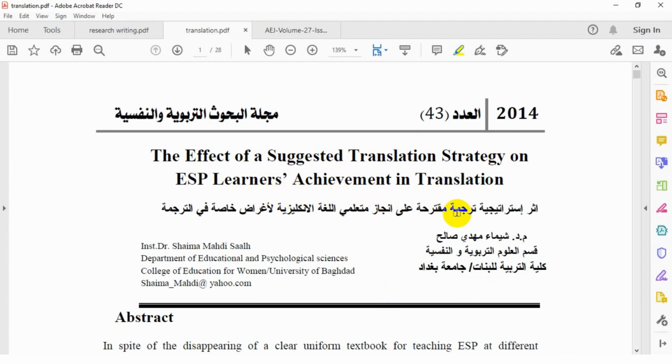Here we have an experimental study, and we will try to find out the definitions of basic terms and the tools that we need to find our results. We need previous studies, and we need literature about translation and ESP learners. For finding all of these, let us start with the suggested translation strategy, or just the translation strategy.